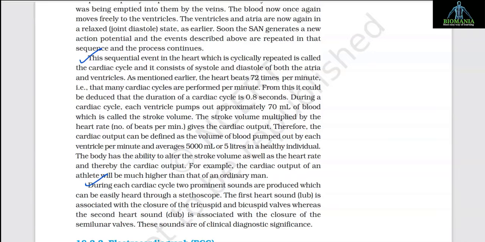During each cardiac cycle, two prominent sounds are produced which can be easily heard through a stethoscope. The first sound, lub, is associated with the closure of the tricuspid and bicuspid valves, whereas the second heard sound, dub, is associated with the closure of the semilunar valves. These sounds are of clinical diagnostic significance.